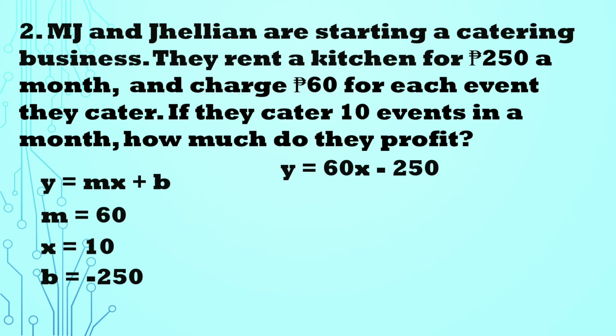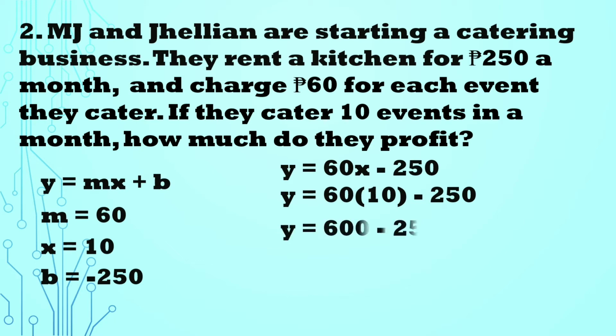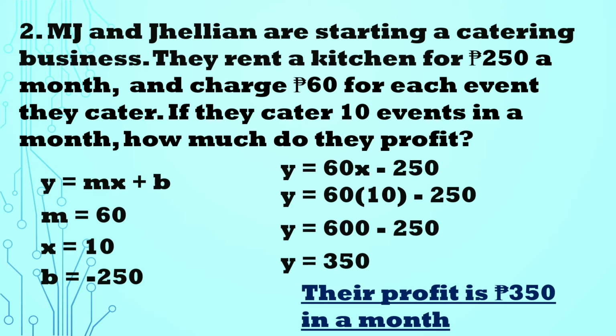Ayan po. At dahil na kukunin natin yung profit ni Jhellian tsaka ni MJ, kailangan nating i-substitute si 10, which is our x variable, dito sa ating equation. So, we have y equals 60 times 10 minus 250. So, 60 times 10 is 600. So, 600 minus 250 is equals to 350. So, therefore, yung profit ni Emily at ni Jhellian ay equals sa 350 in a month. So, yan yung kanilang magiging tubo.